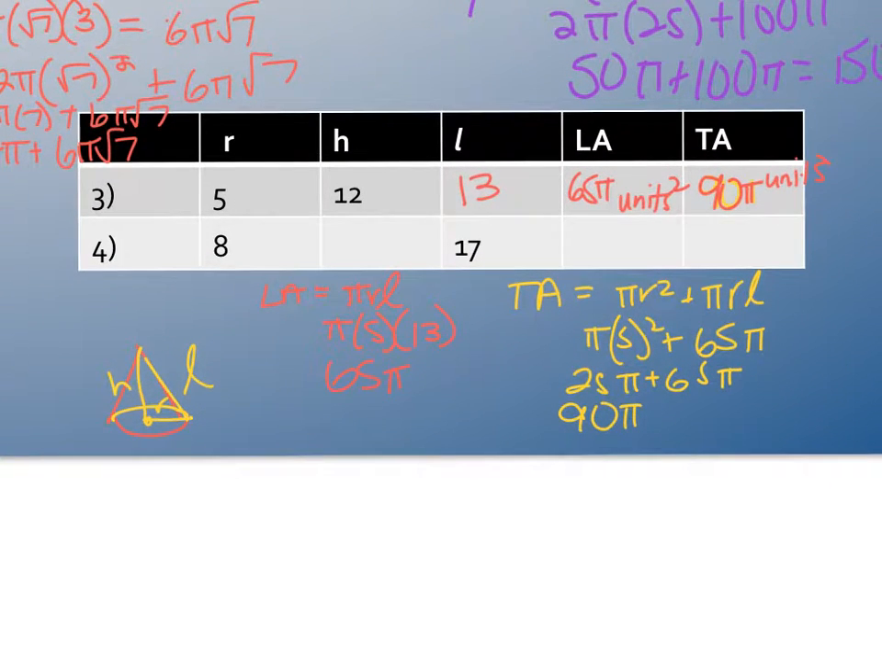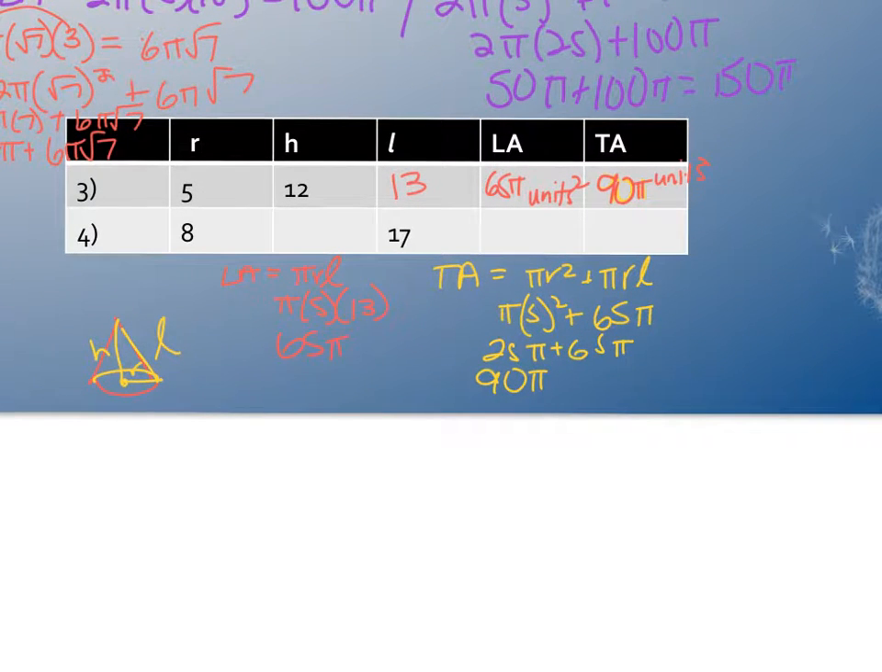Questions on that one? Raise your hand if you got that one right. Okay, good. All right, and then 4 is giving you the radius and the slant height.